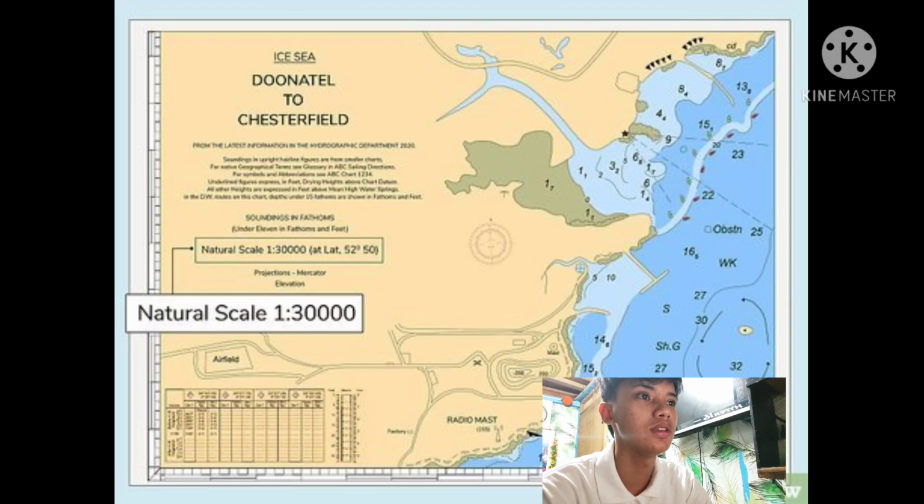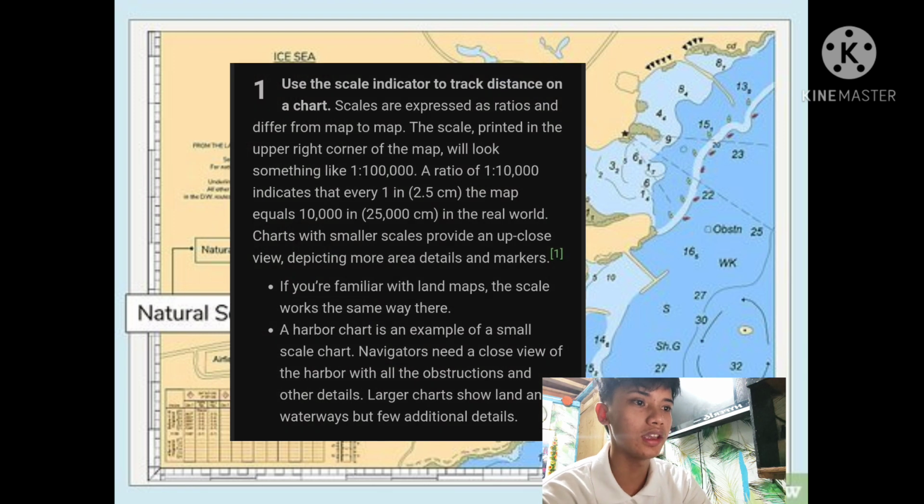Podcast, I'll be discussing measuring distance and depth. The first is the scale indicator to track distance on a chart.